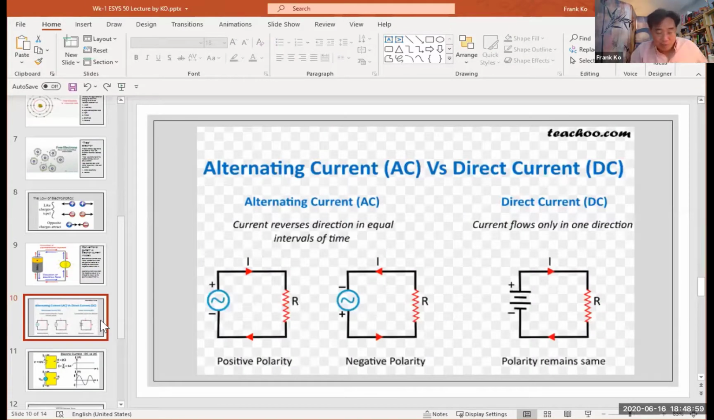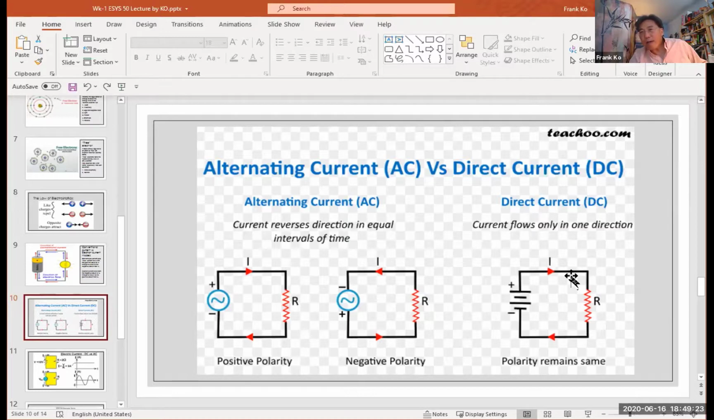AC versus DC. AC stands for alternating current. DC stands for direct current. DC is represented by your 9-volt battery. Your batteries are DC, your car battery is DC, that's direct current. Direct current, as the description shows here, is current that flows only in one direction.